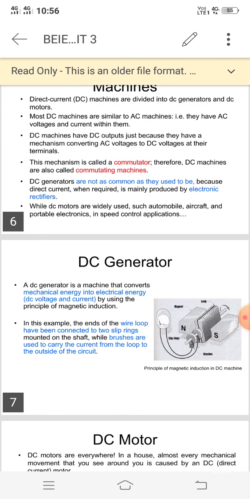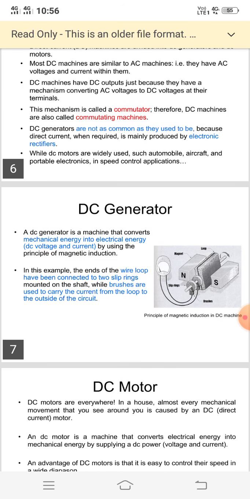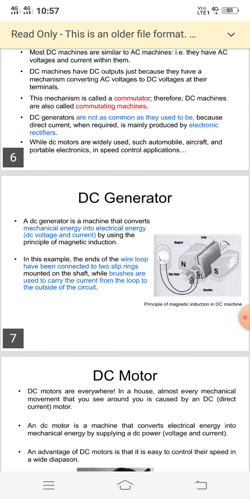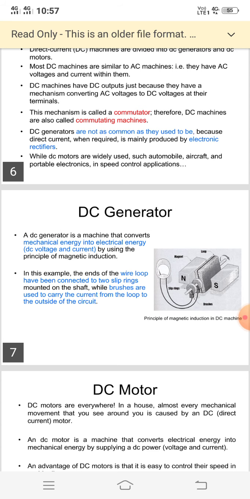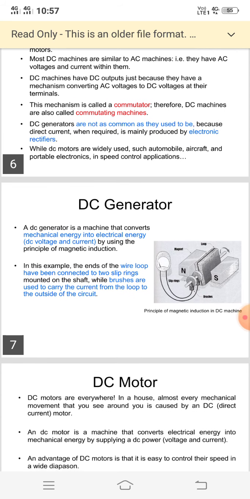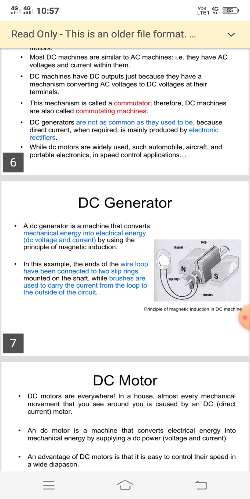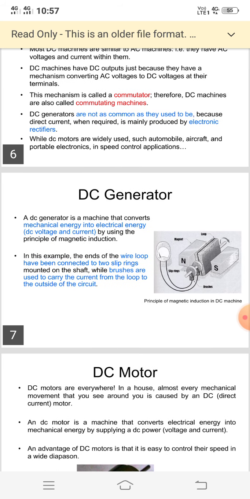Before we go on to see the DC generator, we must know about the simple construction of magnetic induction in a DC machine. This DC machine has a magnet ahead of this loop coil. Behind this loop coil, one shaft is there. With the shaft, there is one slip ring, and under the slip ring there are brushes. These brushes are connected with the input supply wire. This is the setup of a DC generator.